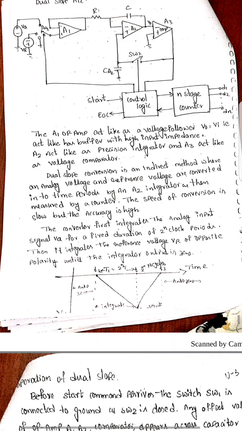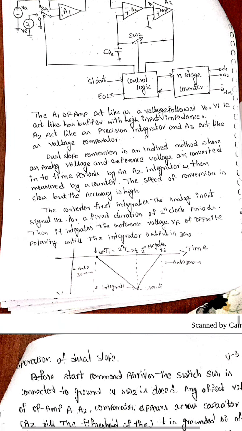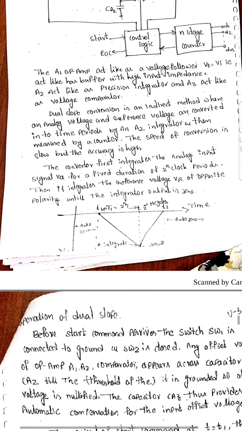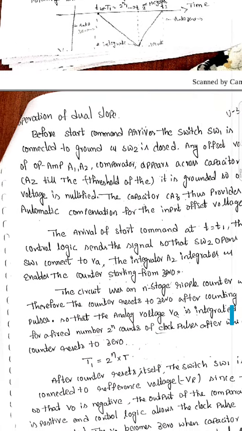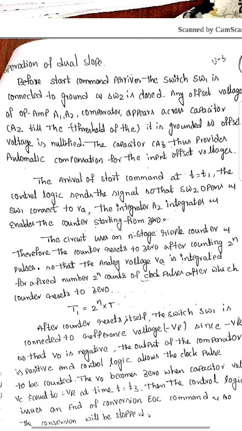The converter first integrates the analog input signal VA for a fixed duration of 2 power n clock periods. Then it integrates the reference voltage VR of the opposite polarity until the integrator output is 0. This is the block diagram and output waveform of the dual slope ADC. Now the operation of the dual slope ADC.